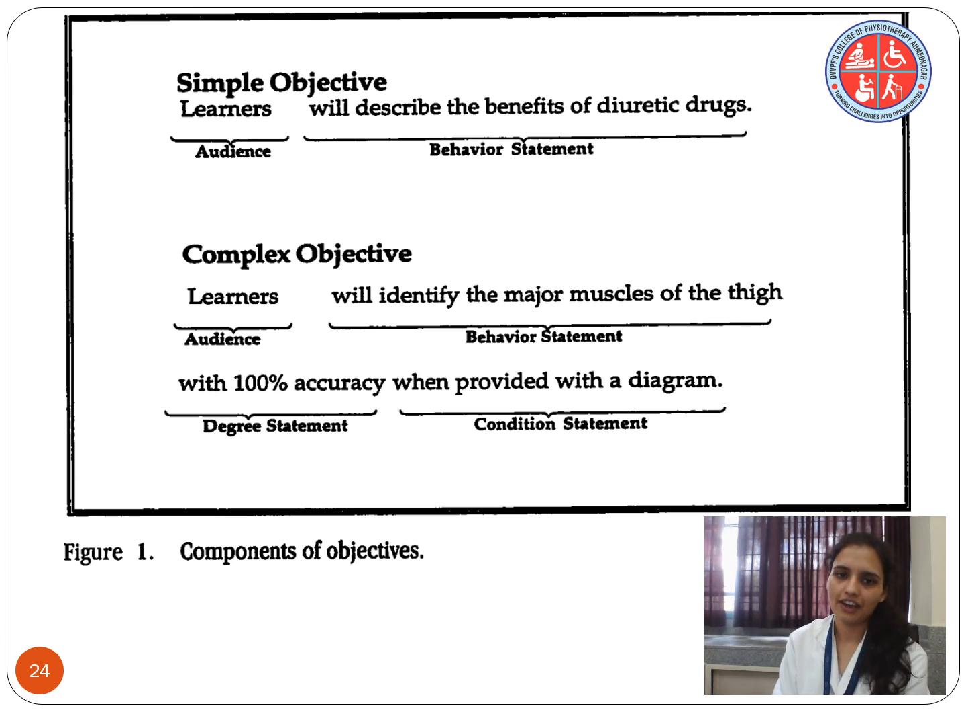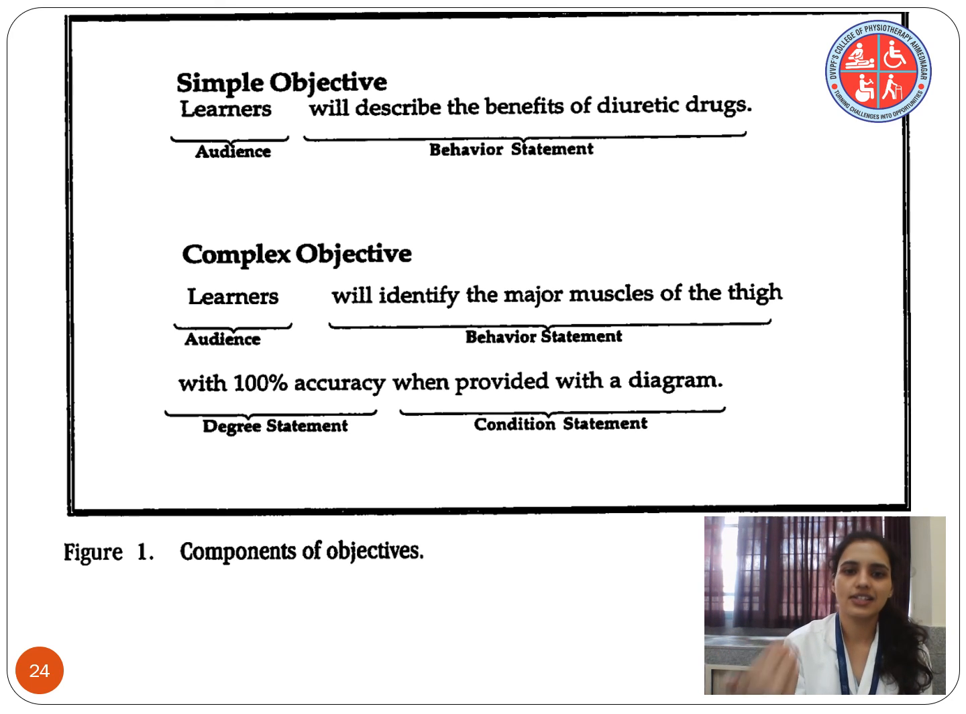Then I have taken some examples of a complex objective and a simple objective, so the student will be able to differentiate between them. What is a simple objective? It contains only the audience and the behavioral statement. But a complex objective has the audience, behavioral statement, degree statement, and condition statement.